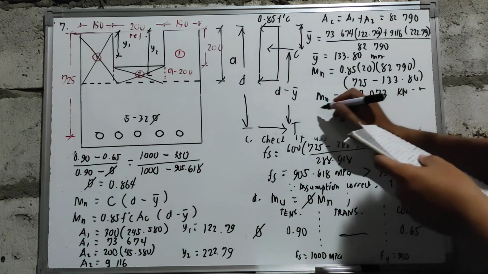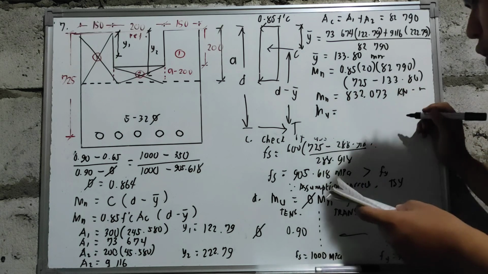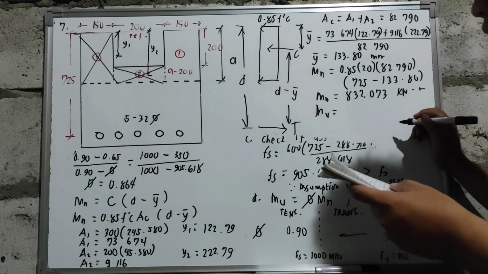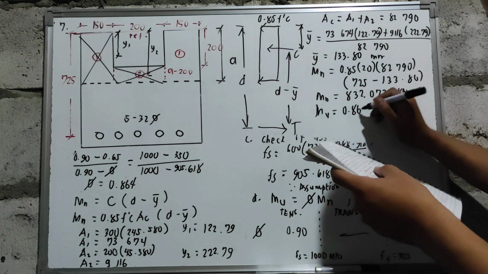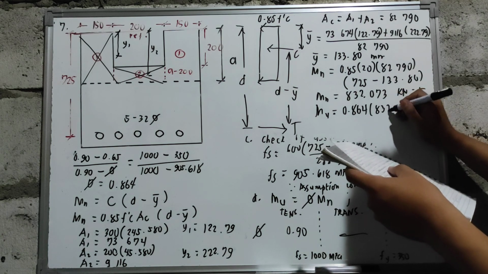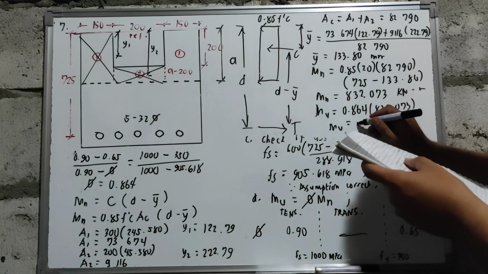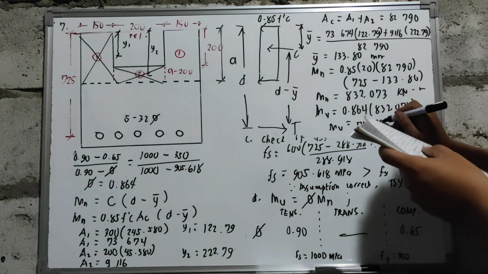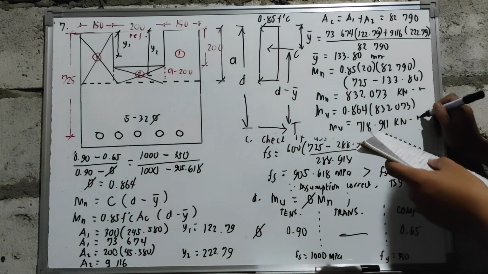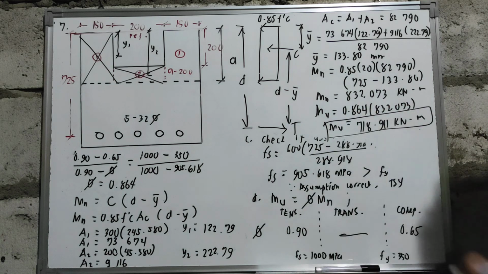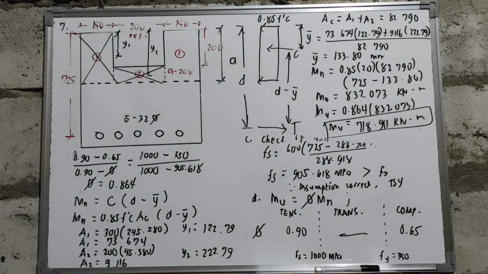Hanapin natin yung ultimate moment. So yung reduction factor natin na 0.864, multiply natin sa nominal moment natin. So you will have a value of your ultimate moment capacity na 718.911 kilonewton meter. So that will be the value ng M sub U natin.